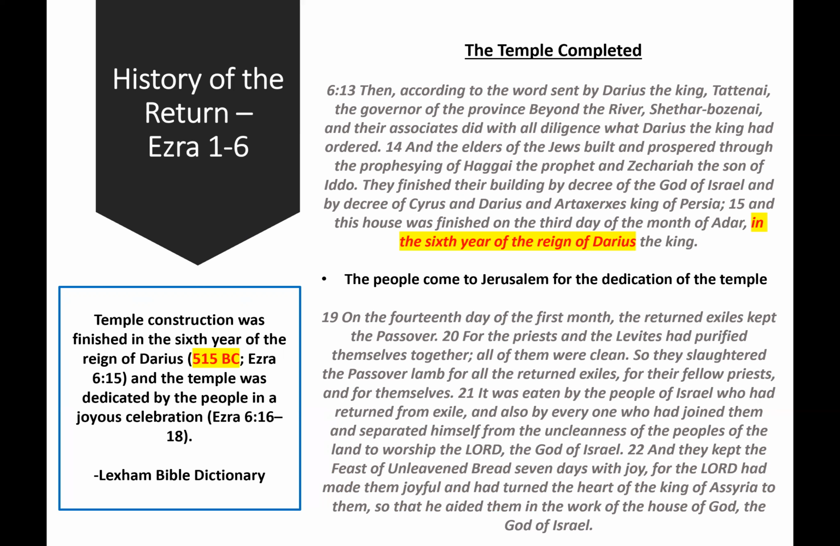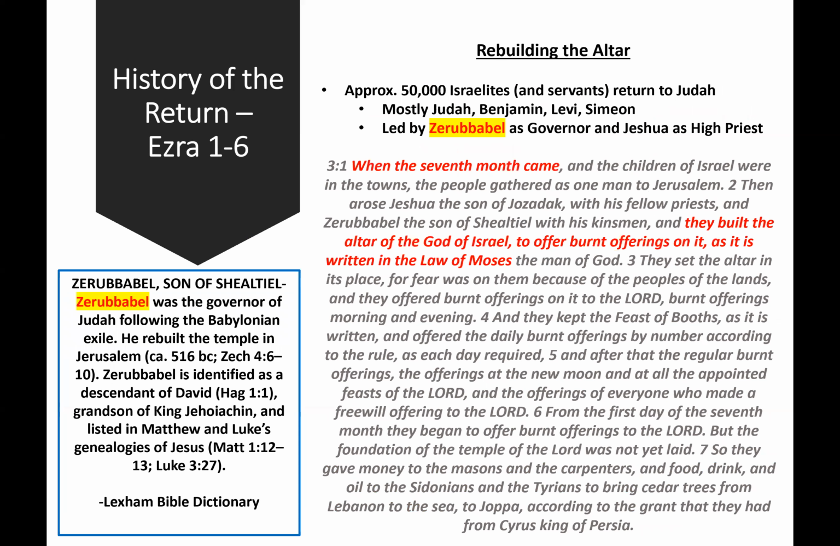And the elders of the Jews built and prospered through the prophesying of Haggai the prophet and Zechariah the son of Iddo. They finished their building by decree of the God of Israel, by decree of Cyrus and Darius and Artaxerxes, king of Persia. And the house was finished on the 3rd day of the month of Adar, in the 6th year of the reign of Darius the king. So in the 6th year of the reign of Darius the king, it coincides here with 515 BC. So if you remember, we'll go back a few pages.